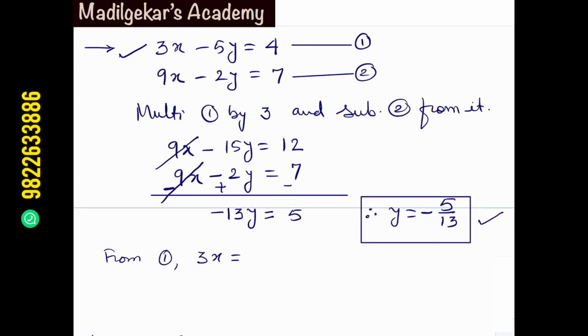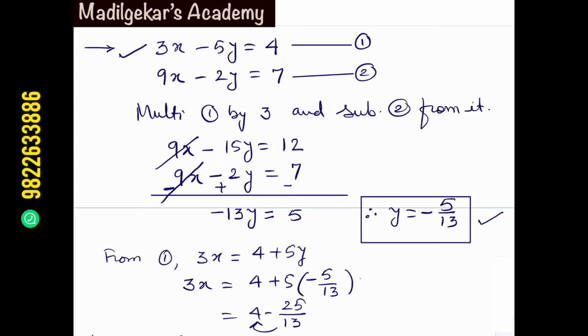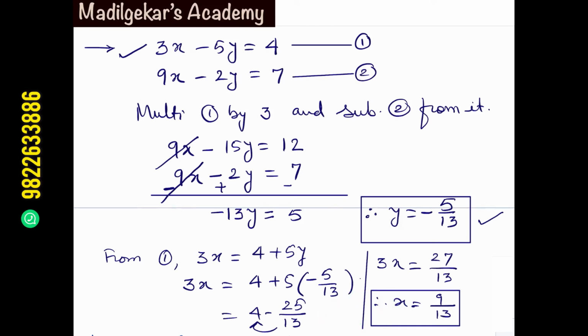So from equation 1 we have 3x equals to 4 plus 5y. So 3x equals to 4 plus 5 into y is minus 5 by 13. That is 4 minus 25 by 13. So 13 into 4 is 52. 52 minus 25 is 27. So 3x equals to 27 by 13. So x is 9 by 13. So these are the required values of x and y.